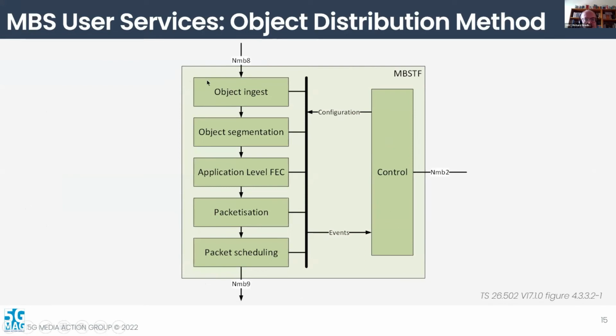So it ingests those HTTP objects, either pushed or pulled. It segments them into some other smaller chunks. It might apply some FEC to those chunks, and then it takes the chunks and the FEC repair information and packetizes it into multicast packets, and then it schedules those multicast packets for transmission at a particular rate, depending on whether it's carouseled or just single shot, as fast as possible. So that's the object distribution method.